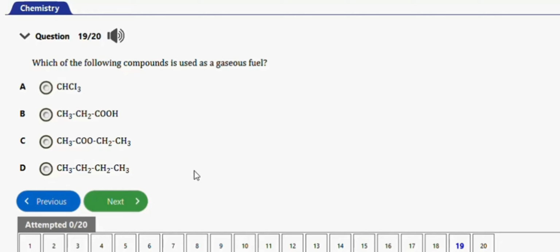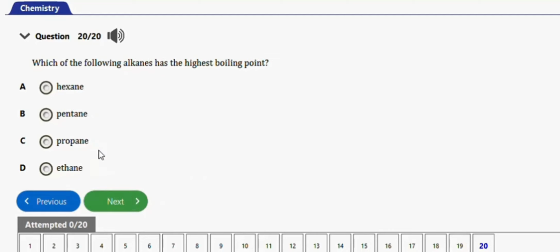The last question I have here before I end this video will be this one. It says which of the following alkanes has the highest boiling point? So guys, the right answer here will be hexane. No, it's going to be hexane, because from the order after we have methane, ethane, propane, we have butane, pentane, hexane. The right answer is option A.